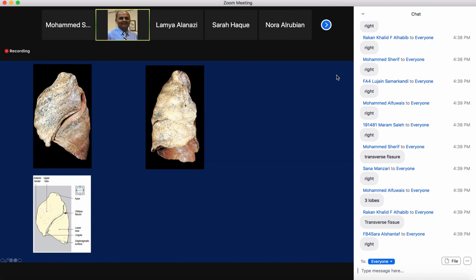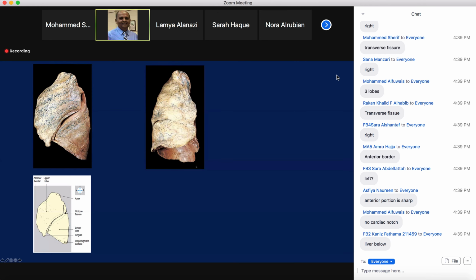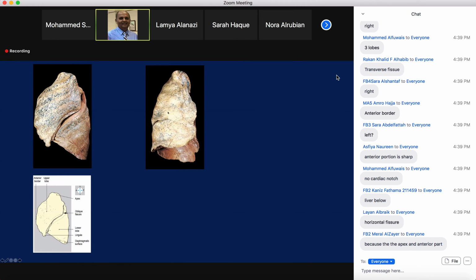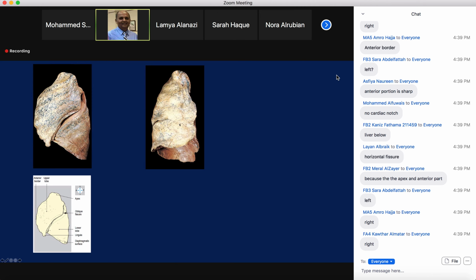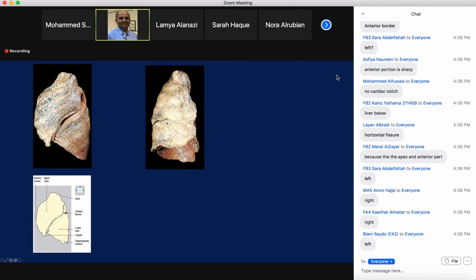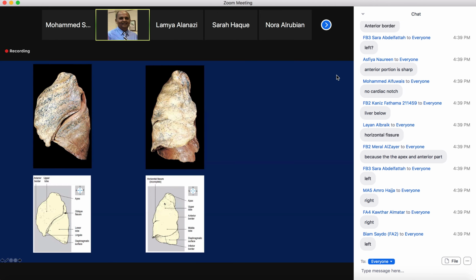Guys, we talk about it. Posterior border should be rounded. I can see that this is the mediastinal surface. This is the costal surface. This is the apex. This is the base. If I put my hand on that, I keep my thumb on this side. So it is which lung? Right or left? Left. Excellent. No right. Why are you saying right? This is the mediastinal surface. Look at it. This is the costal surface. It's the same lung. Right?